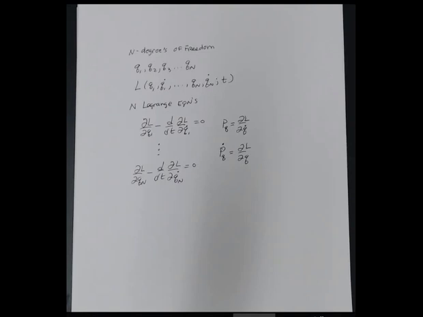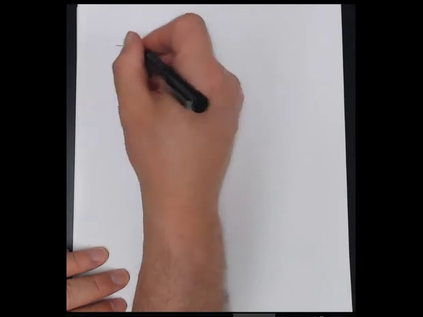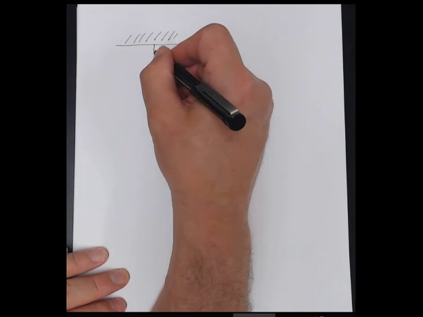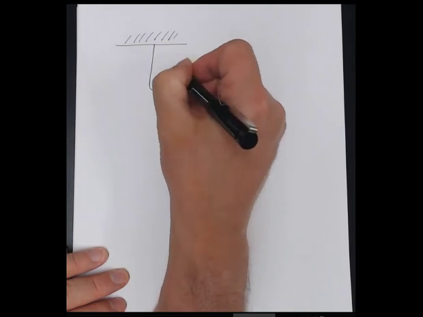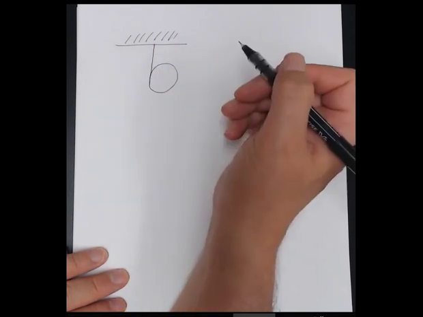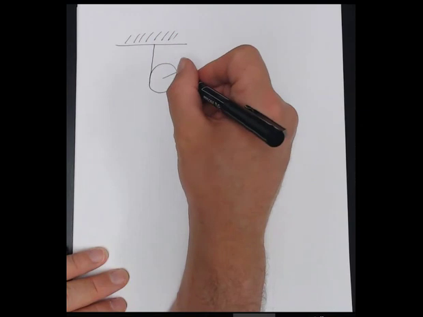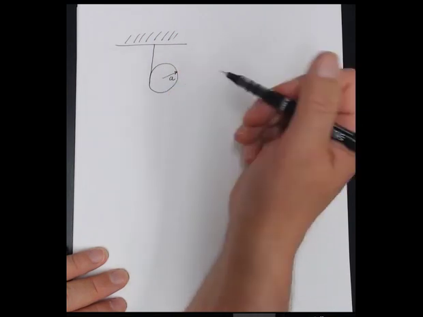So let's do an example. Let's do what I call the yo-yo example. So we have some support up here. This could be a finger that doesn't move or something. We have attached to it a string, a very light string, and then there's this cylindrical yo-yo that has a radius, let's say a radius of a, and it's just falling under the influence of gravity.